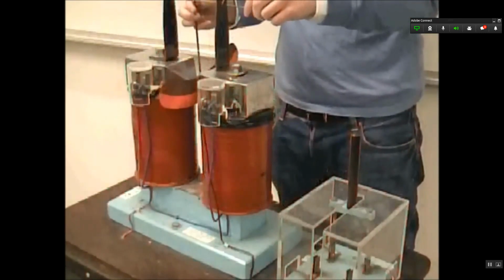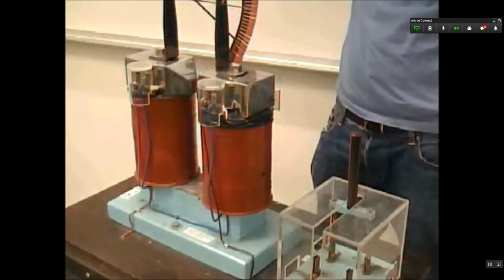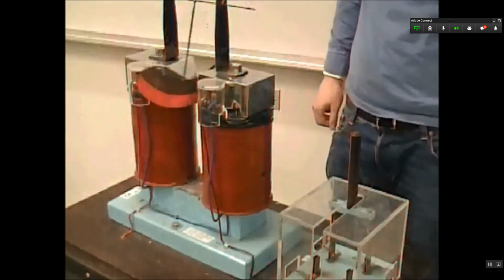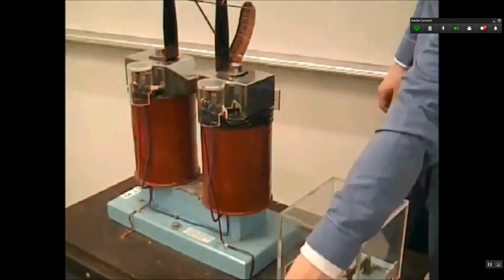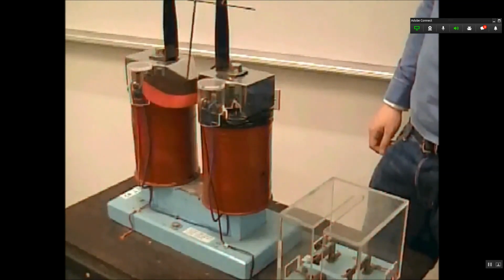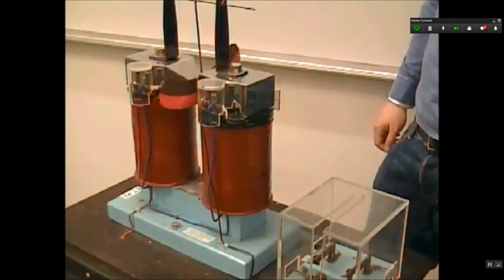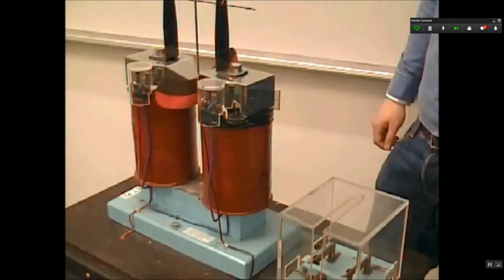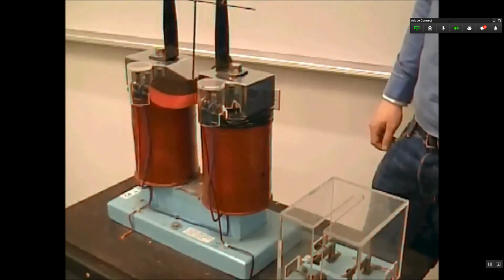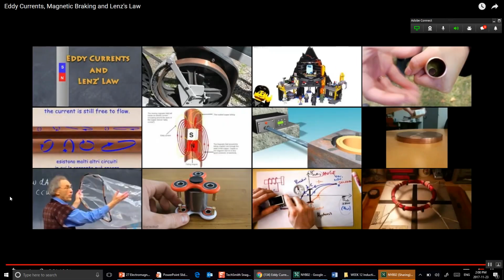This perforated pendulum contains many gaps, and these gaps are occupied by air, which has a very high resistance to electrical currents. Weaker eddy currents means a weaker opposing magnetic field. This results in less magnetic braking or damping, and the perforated pendulum comes to a stop much more slowly than its solid equivalent.